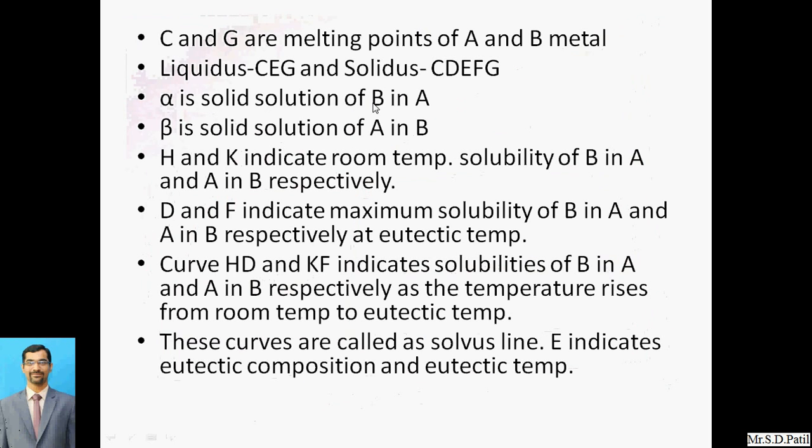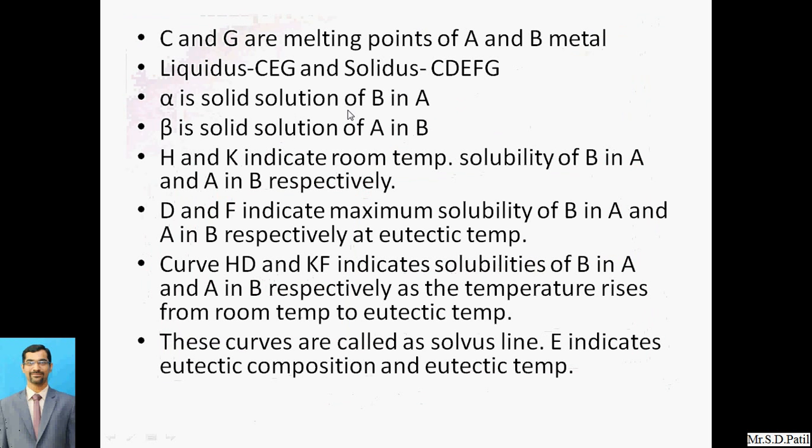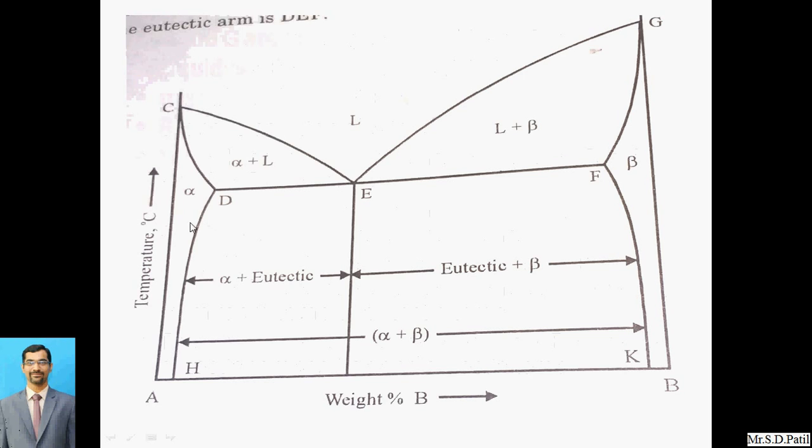So alpha is the solid solution of B in A. Now this is very important to understand. What is alpha? Alpha is the solid solution of B in A, which means this is the A alloy. A and B are not 100% mixed in the solid phase, but it is partially soluble. Not everything will be soluble, only partially. So in A, whatever the solubility of B is.